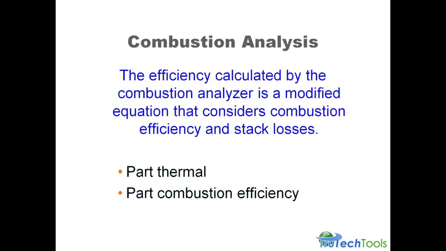Now, when we're doing a combustion analysis, we get to efficiency. And the efficiency is calculated by the combustion analyzer. It's actually a modified equation that considers combustion efficiency and stack losses. It's part thermal and part combustion efficiency. If we were actually talking about pure combustion analysis as a science, we would be measuring the combustion efficiency right at the flame, right? Because we would want to see how much fuel and how much air mixed together, how much air came out, how much fuel came out. We would do it right at the flame.